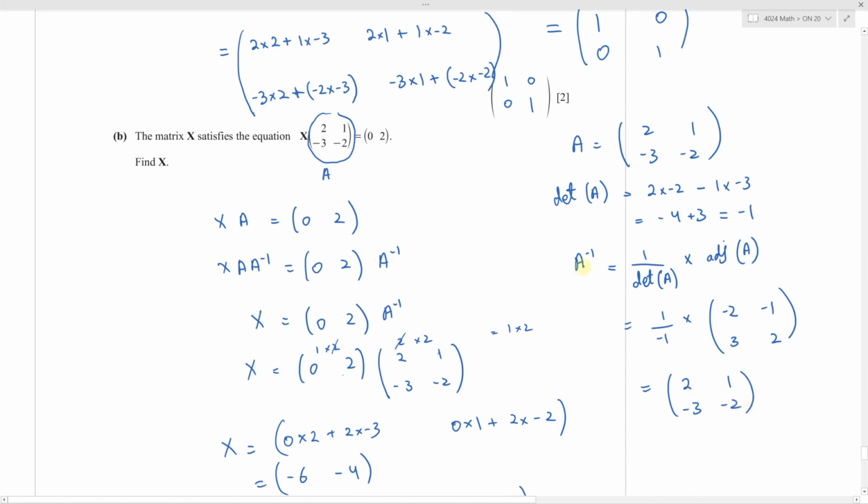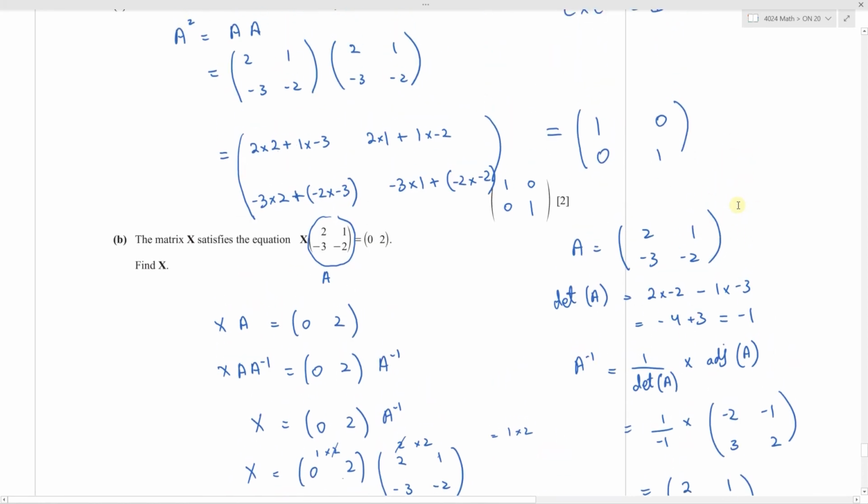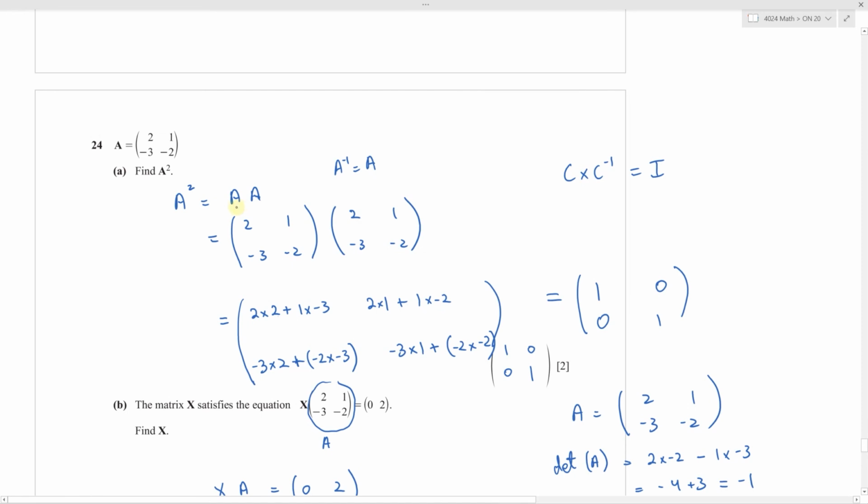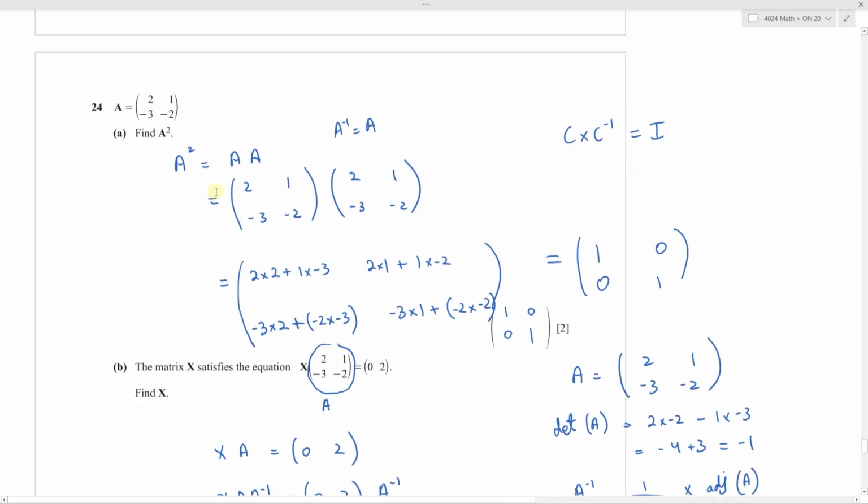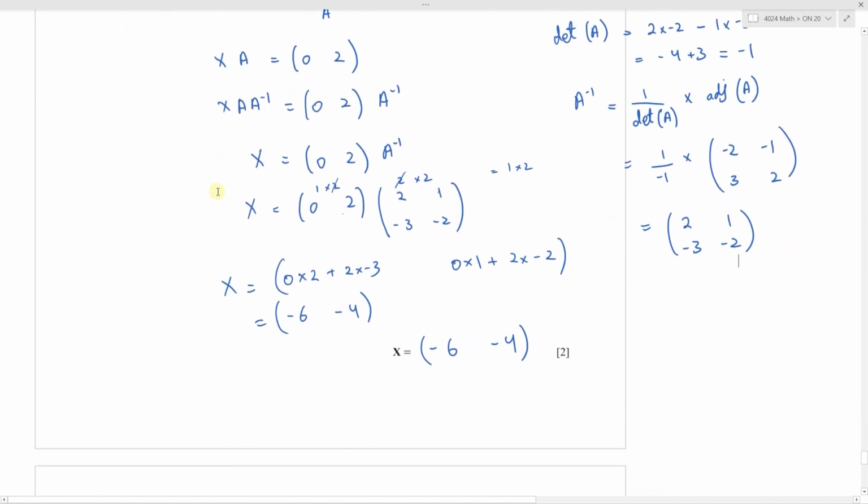So once you calculated A inverse, you got the same matrix, which is A: 2, 1, minus 3, minus 2. If you want, you can actually calculate this as well. But from the first part, we saw that when we multiply A with itself, we get an identity matrix, which shows that matrix A itself is the inverse of A. So that's how you will solve this question. So this is the end of paper 1 variant 2 for October November 2020.